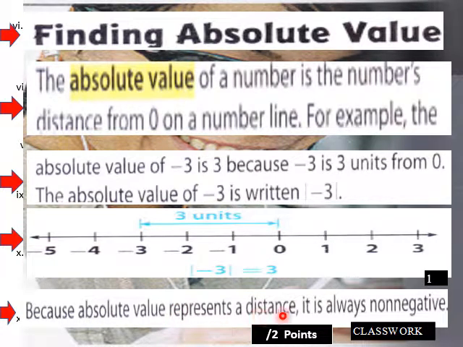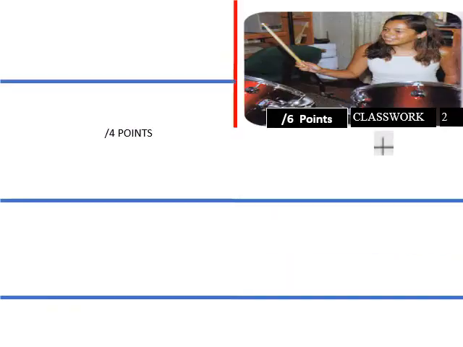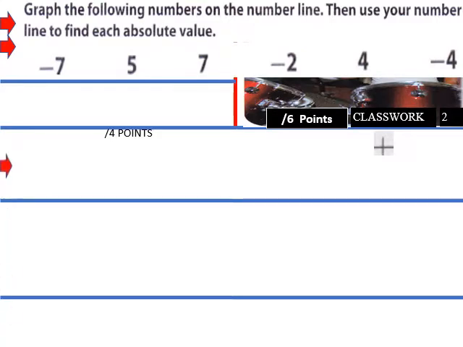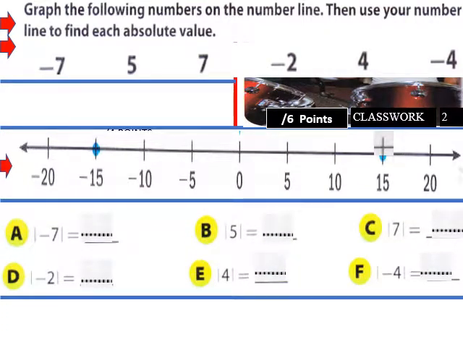Absolute value represents a distance. It is always non-negative. Distance is never negative. So graph the following numbers on a number line, then use your number line to find each absolute value. So we're going to graph these numbers here. So what number is that? That'd be -7, right? So the absolute value is 7. Why is that? Because we're 7 units from the origin. Then that would be 5. We're 5 units from the origin.